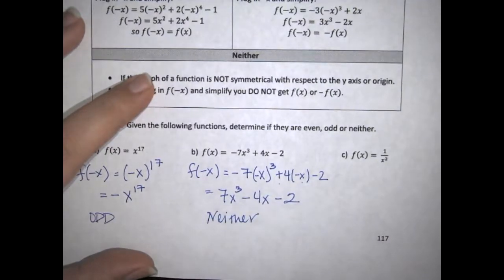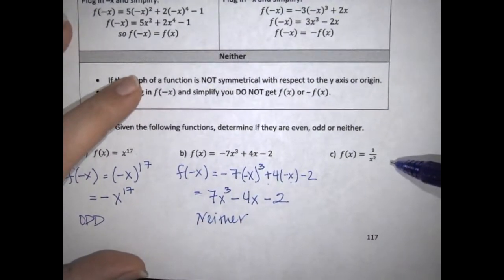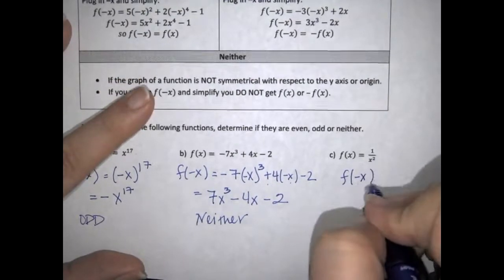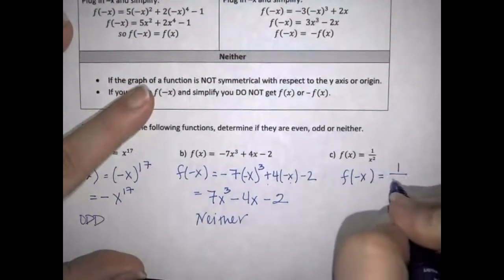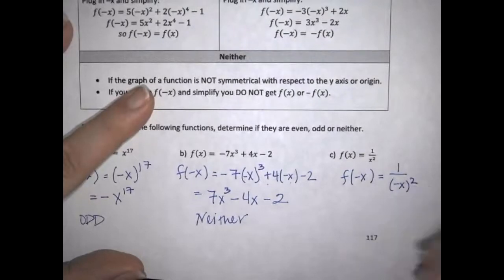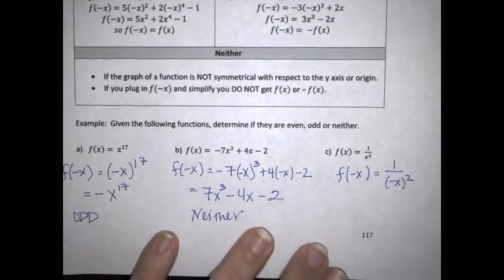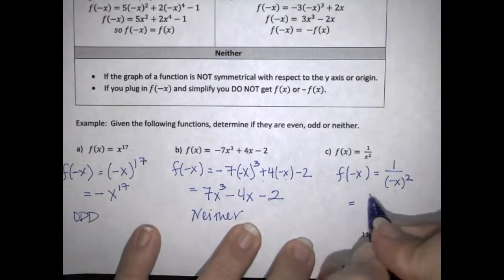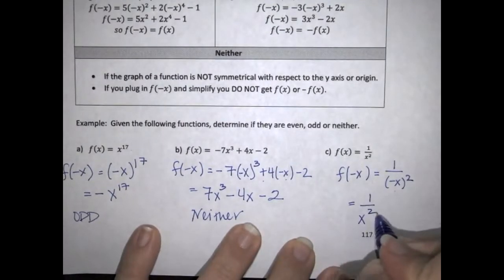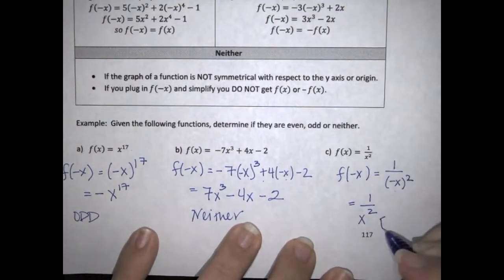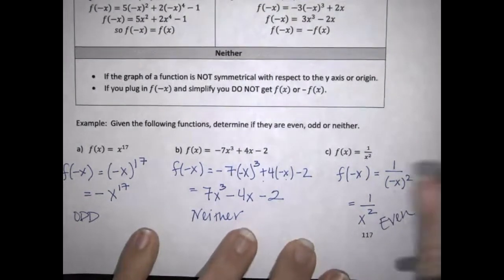Okay. Now the last one we have is 1 over x squared. Again, we want to look at negative x, which is going to be 1 over my negative x squared. Well, negative x squared is going to come out as positive, so this is going to be 1 over x squared. Since this is the same as what we started with, this one is even.